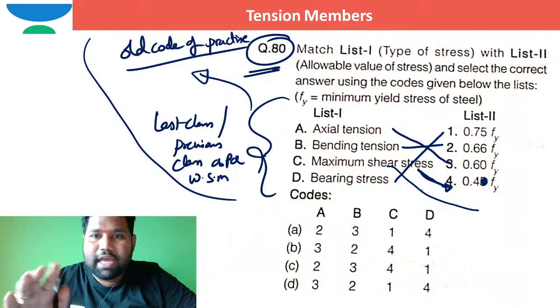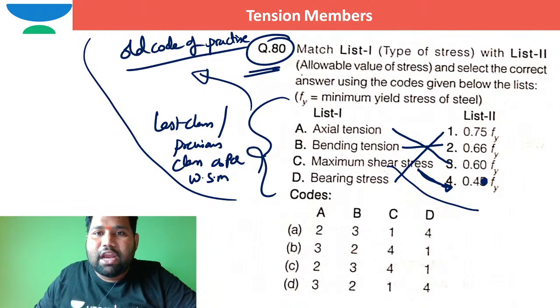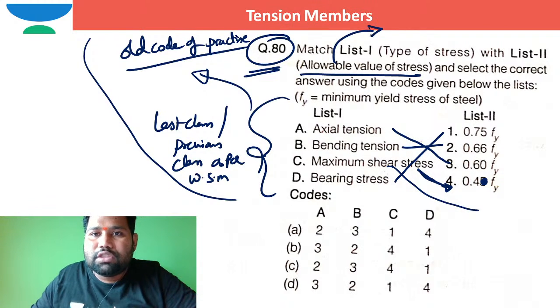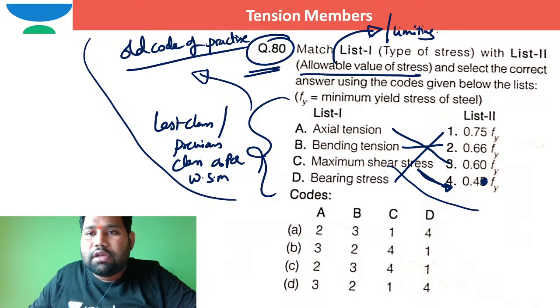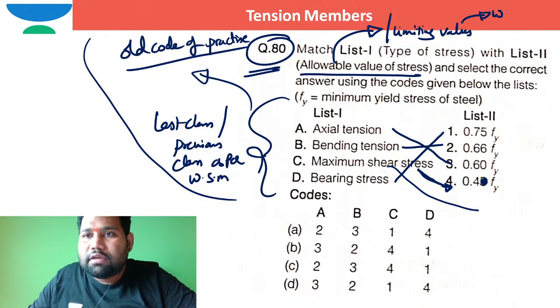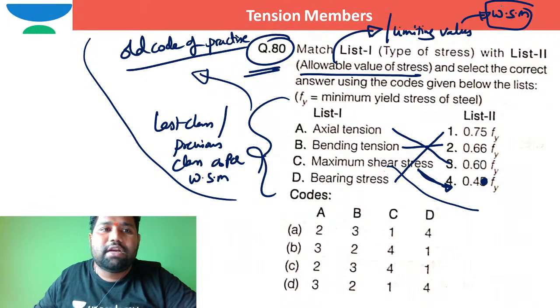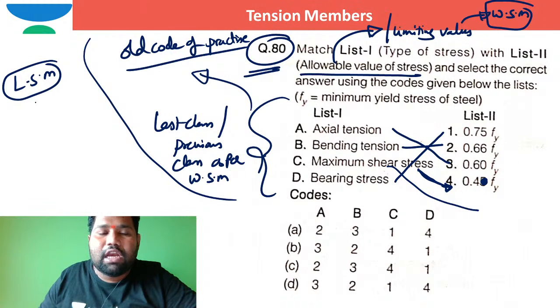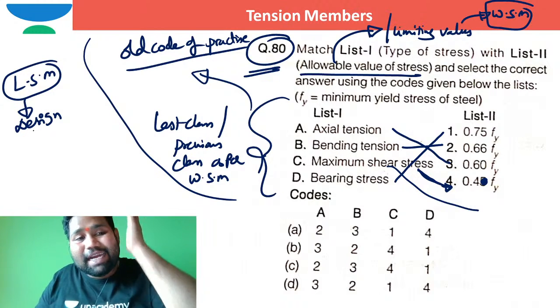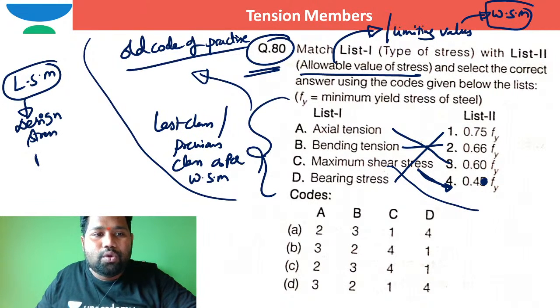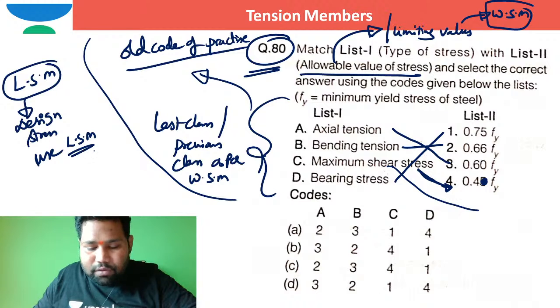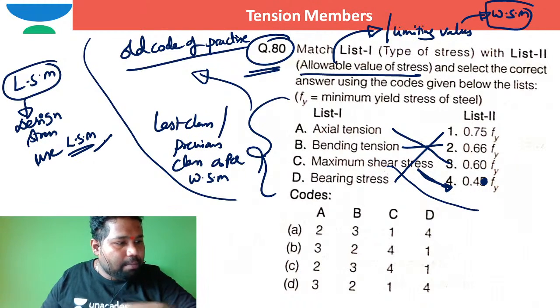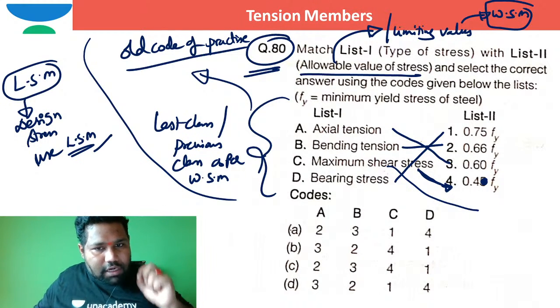As the question specially mentions allowable value of stress, whenever they use allowable value or limiting value, it indicates working stress method. How can you think the method is limit state method? In limit state method, they use the terminology design stress. Whenever you hear the terminology design stress, use limit state method. That is the difference. So the correct option is B.